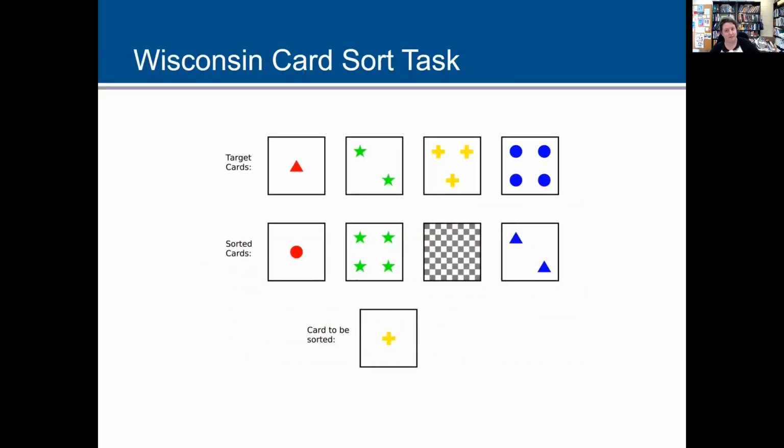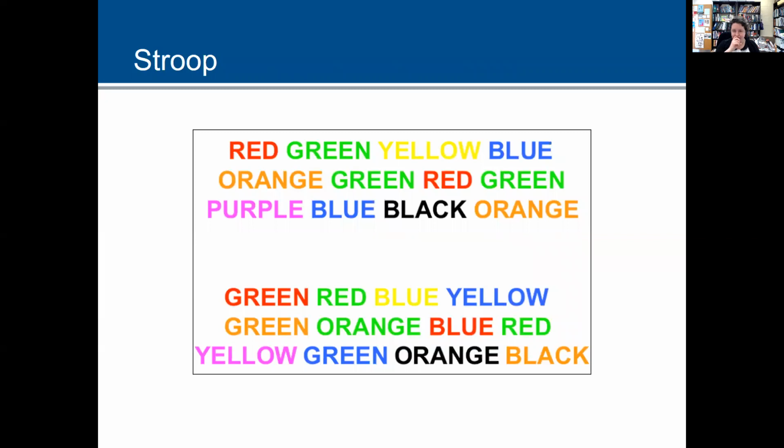The Wisconsin Card Sort task is, again, a longer task. With this, you have target cards, and then you ask participants to sort them into piles based on those target cards. The problem is part of the task is you keep changing the rules on them. And it's to see, can they adapt and figure it out? Do they get really angry, right? What happens when you do this? It is a little mean, right? But it's really helpful diagnostically.